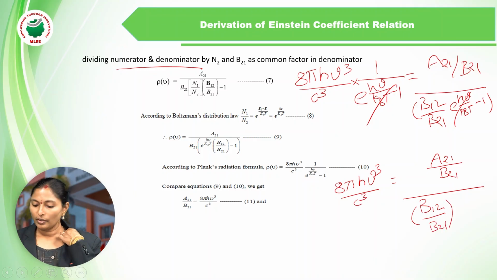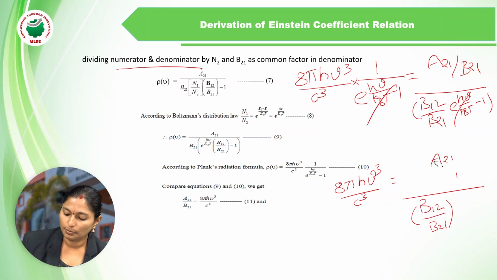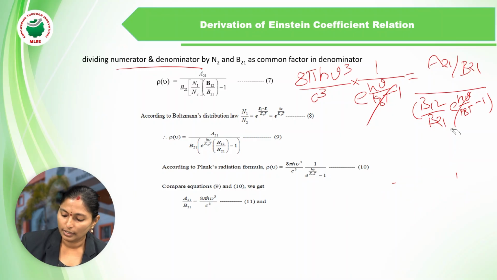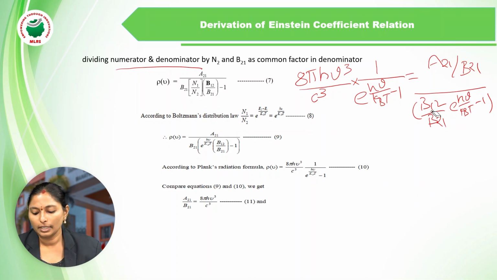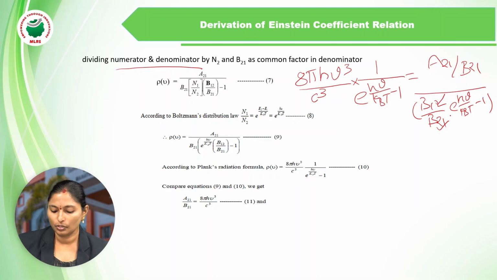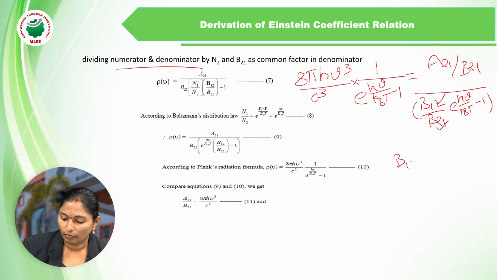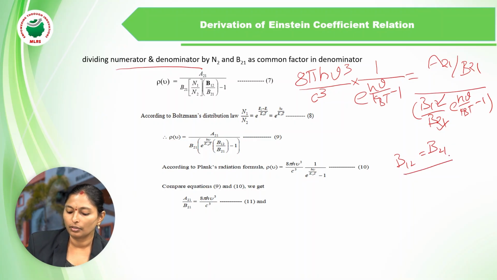Okay. So, if you are getting confused, I will explain another step here, an easy way, before cancellation. See here, B12 and B21: one is the upward transition, another one is the downward transition. So, B21 equal to B12. That means the upward transition must be equal to the downward transition.